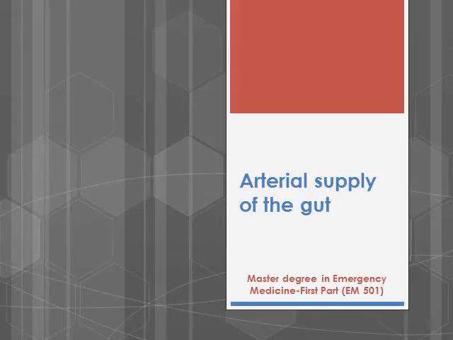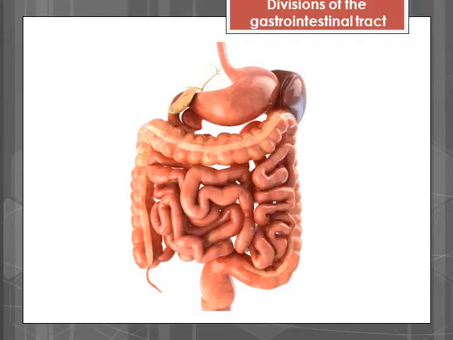In this lecture, I will talk about an introduction into the blood supply to the abdominal viscera. Let's start with the divisions of the gastrointestinal tract. The primitive gut tube can be divided into foregut, midgut, and hindgut regions.